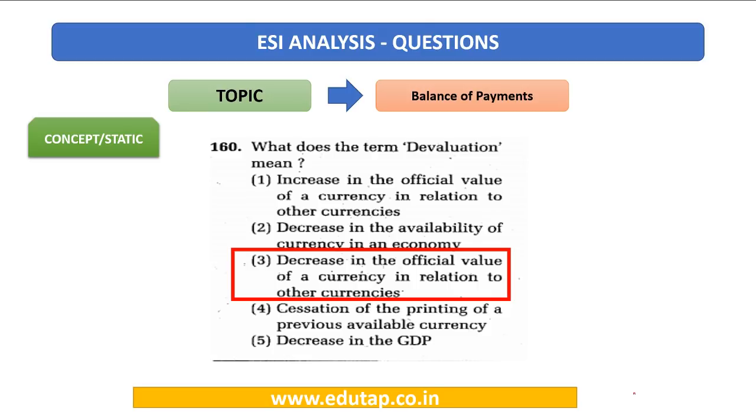The next question: what does the term devaluation mean? This is a straight, short, concept-oriented question. It can be linked to the balance of payments topic in the ESI syllabus. The answer is a decrease in the official value of a currency in relation to other currencies. If you had understood the concept of that chapter, it's a cakewalk. This is a very simple question anyone could ask. So the important takeaway is to always have clarity in your head regarding important terminologies. That is very important.